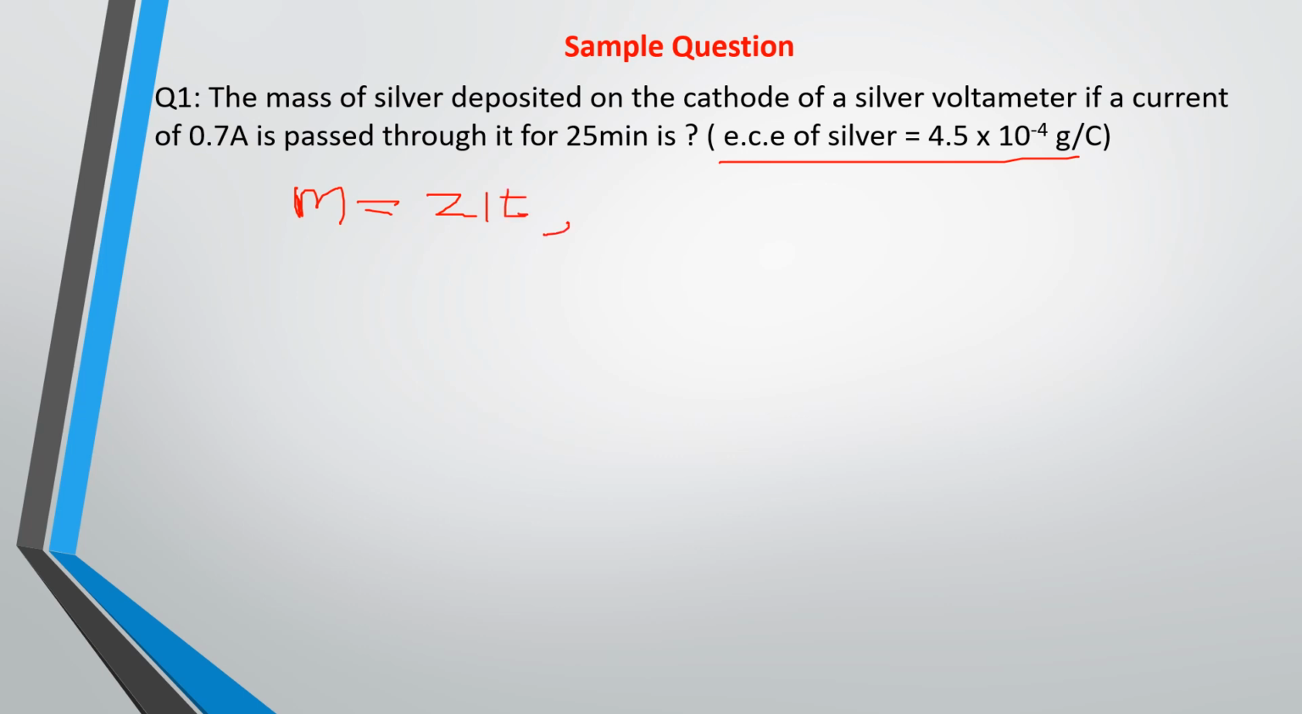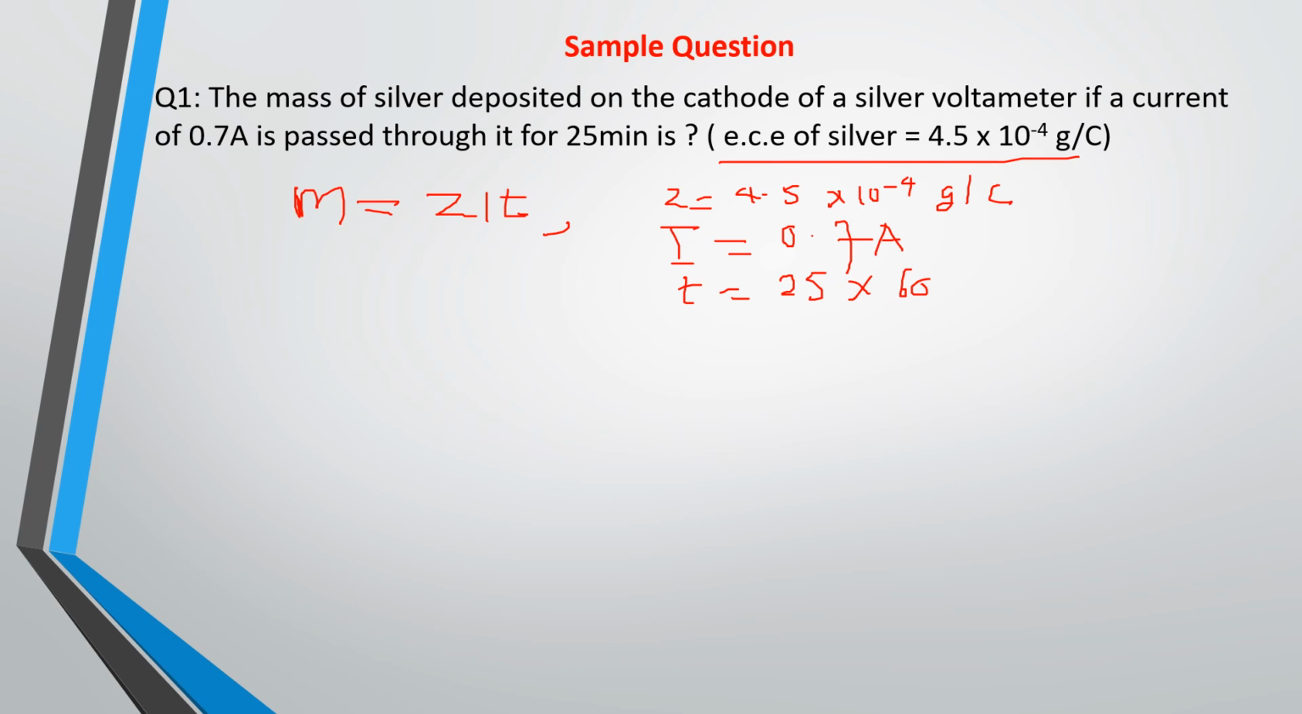Okay, so here your Z has been given to you. Your Z is given to be 4.5 times 10 raised to the power minus 4 gram per coulomb. You are given I, which is current, to be equal to 0.7 amp, and you are given a time to be equal to 25 minutes. So you have to convert that to seconds by multiplying it by 60. Okay, so what you have here will give you time in seconds.